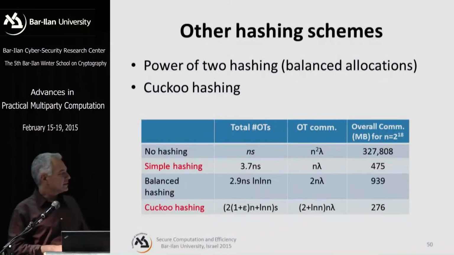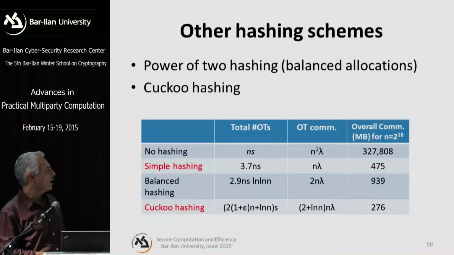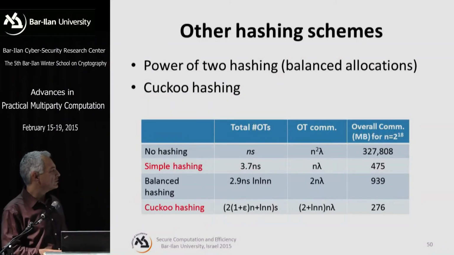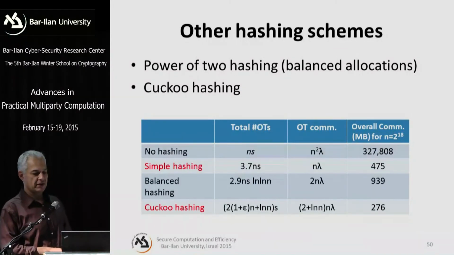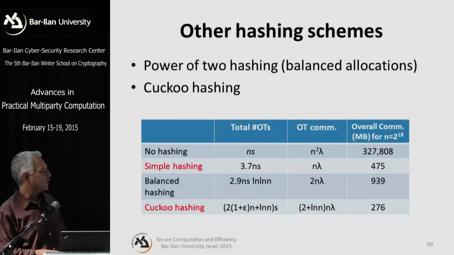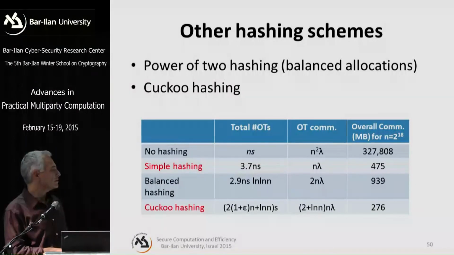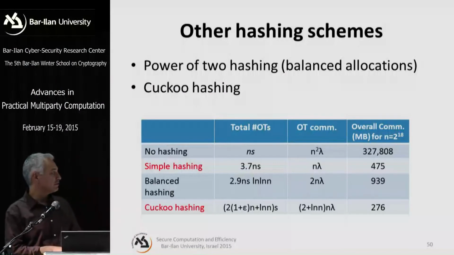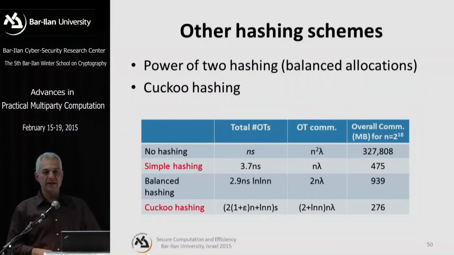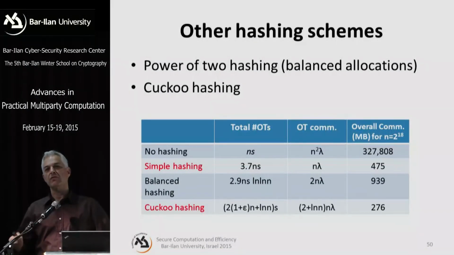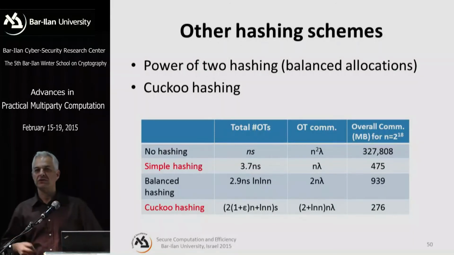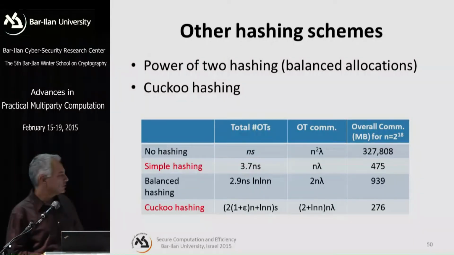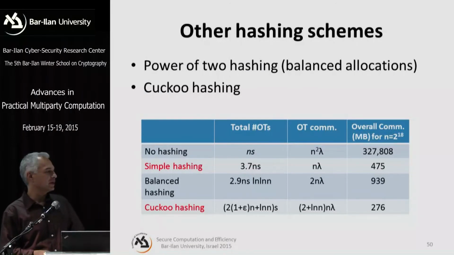So we investigated different hashing schemes. If we do no hashing, this is the communication. If we check sets of 256,000 elements, then the communication is like 327 megabytes. If we use simple hashing like the one I described, the communication is 475 megabytes. And balanced hashing and cuckoo hashing are two fancier methods of hashing which achieve better performance. And you see that using cuckoo hashing, you can save quite a bit. Okay?